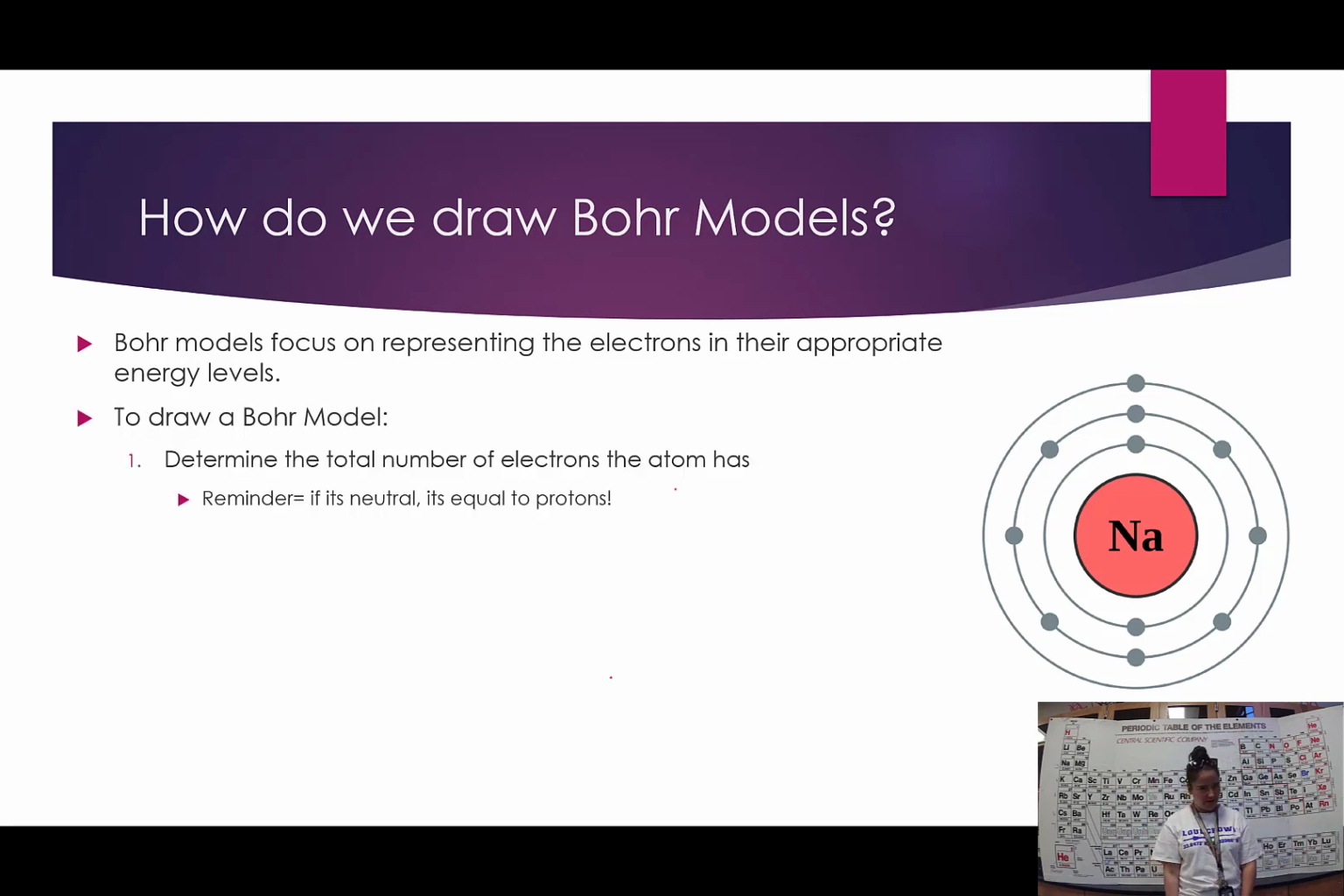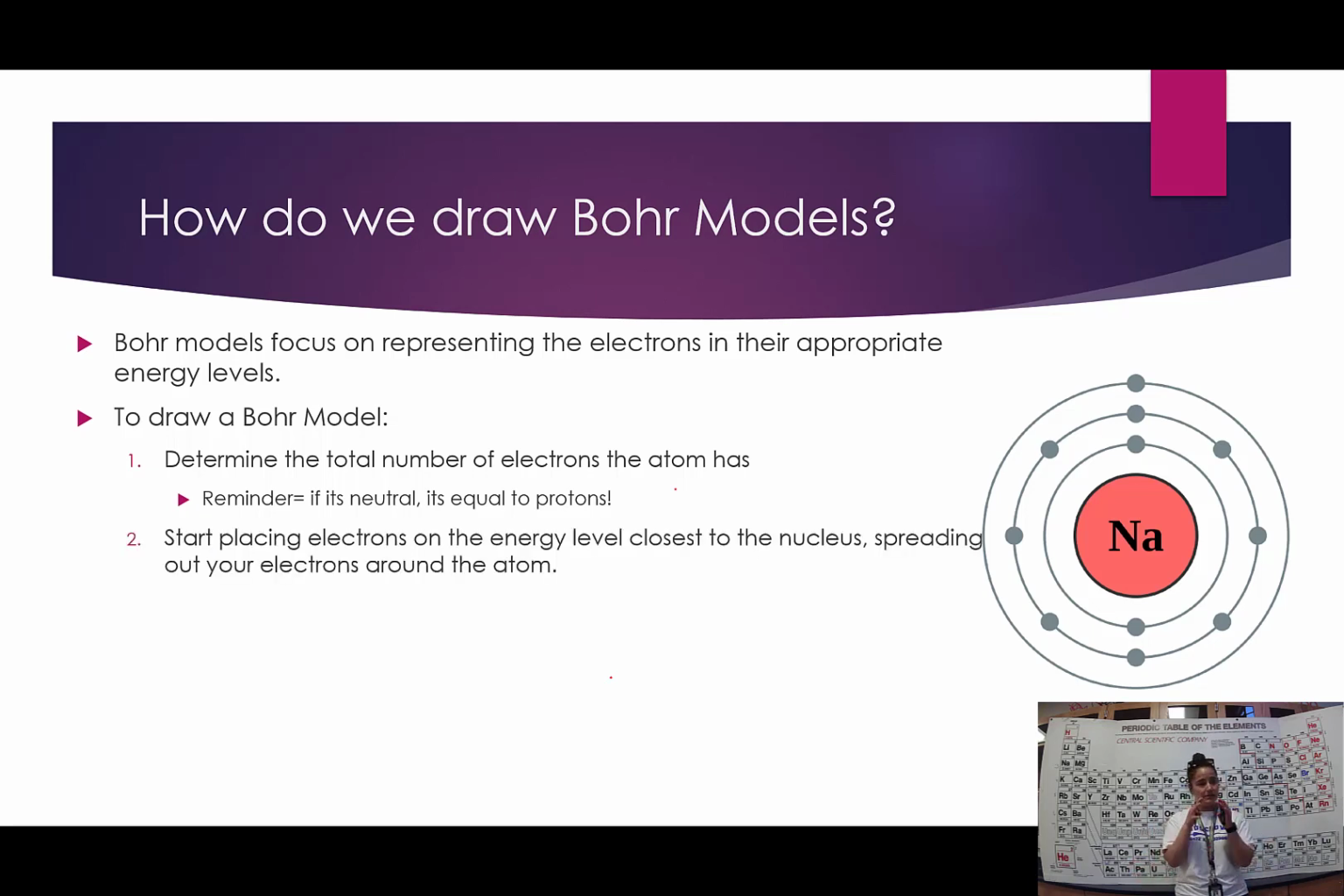To draw a Bohr model, the first thing you need to do is find the total number of electrons that the atom has. If it's a neutral atom, it's going to be equal to the number of protons. Sodium is number 11 on the periodic table, so neutral atoms of sodium have 11 protons and 11 electrons. So with those 11 electrons, how do we decide where to put them?